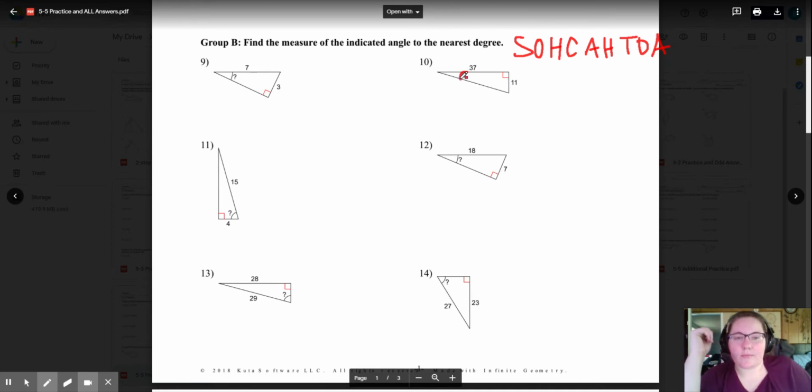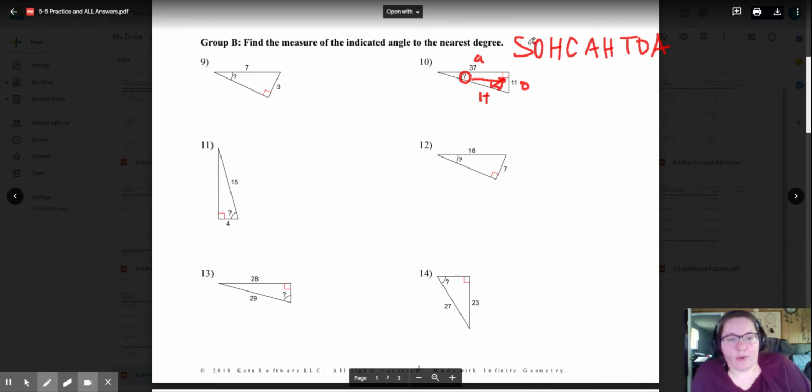So here's our angle. Across from the angle is your opposite. Across from the 90 is hypotenuse. And then the side that's left over is adjacent, which adjacent means right next to. Adjacent means it's the side that's right next to the angle.